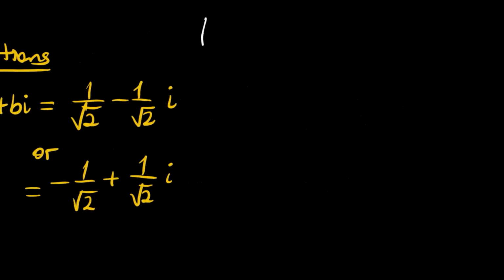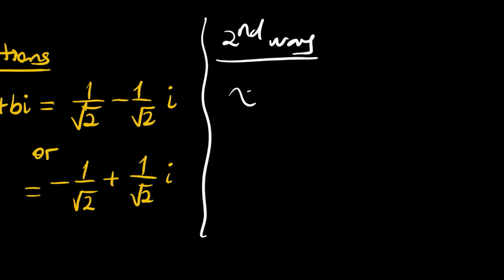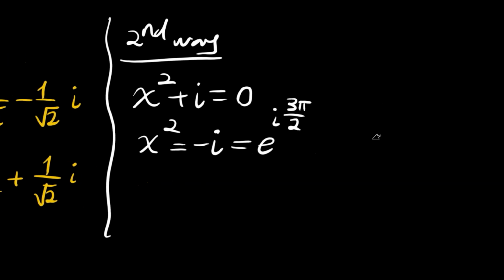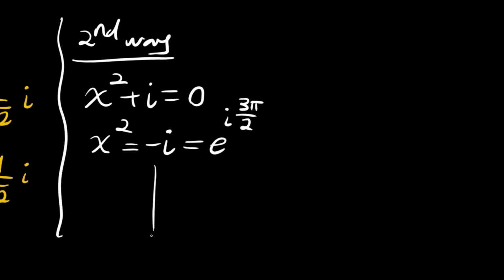We have x squared plus i is equal to 0 as our original equation. We can write this as x squared is equal to negative i, and just show this negative i as e to the power of i times 3 pi over 2, which is the Euler notation for negative i. Negative i is here on the imaginary axis, and the angle here becomes 3 pi over 2, and the length is 1.